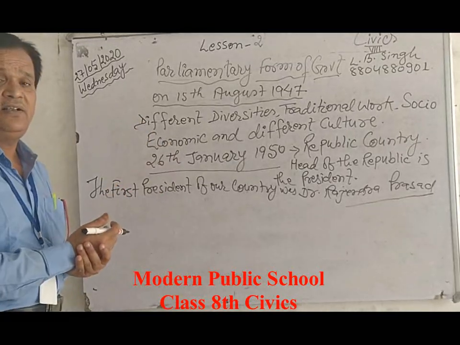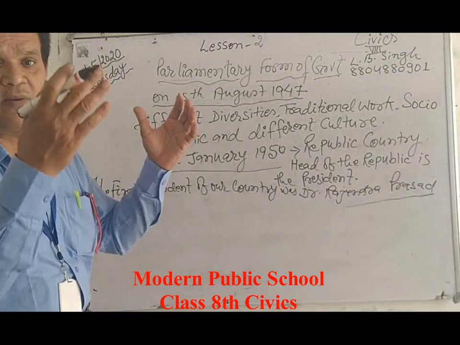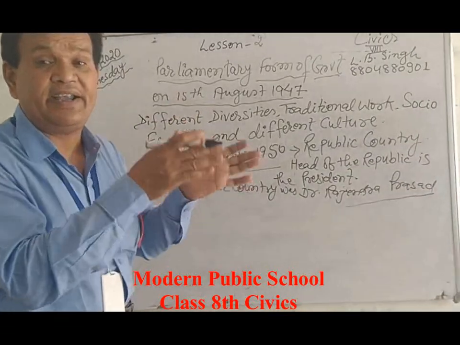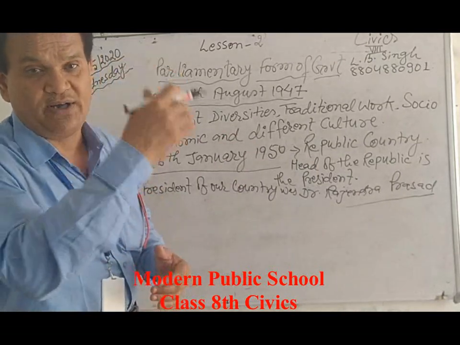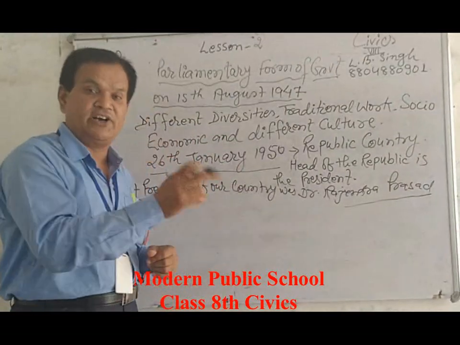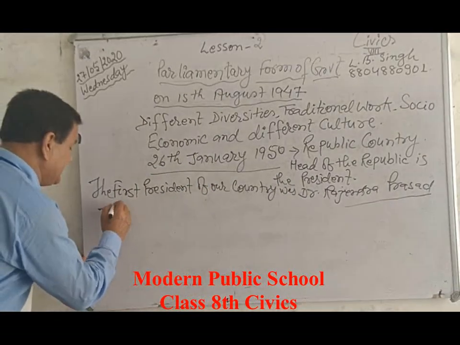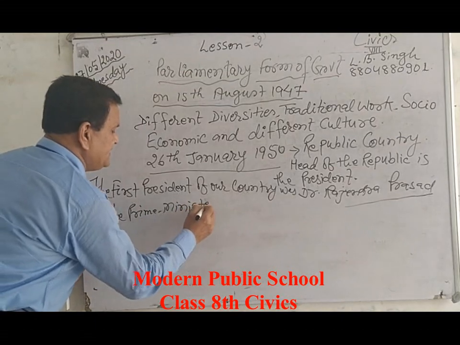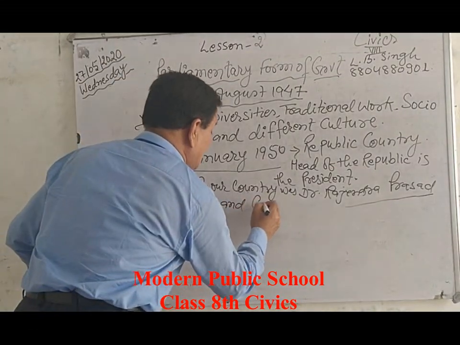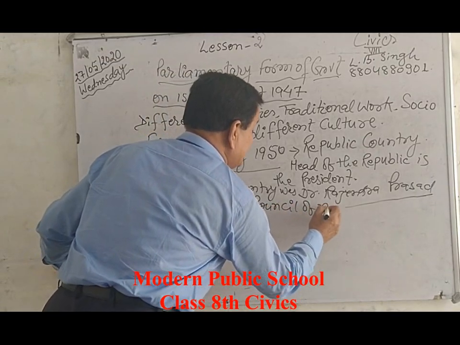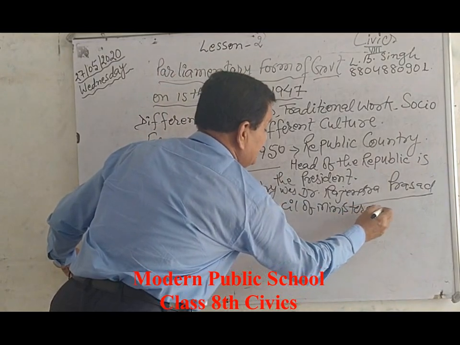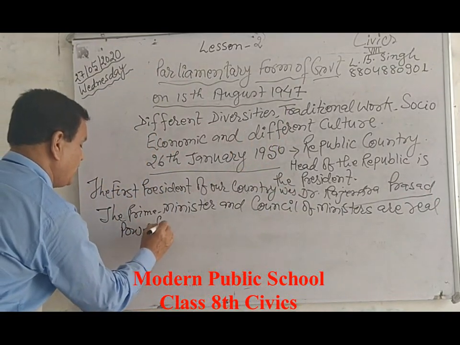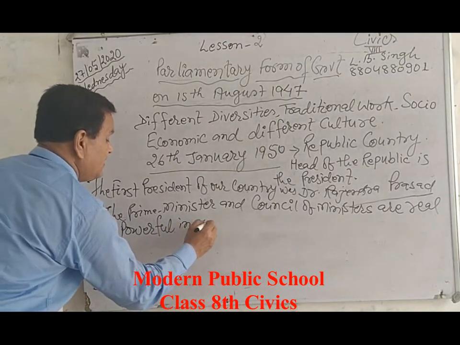Now the matter is regarding the parliamentary form of government. In the parliamentary form of government, the president is the head of the nominal power. The President is the nominal head of the country, while the prime minister and council of ministers are really powerful in our country.